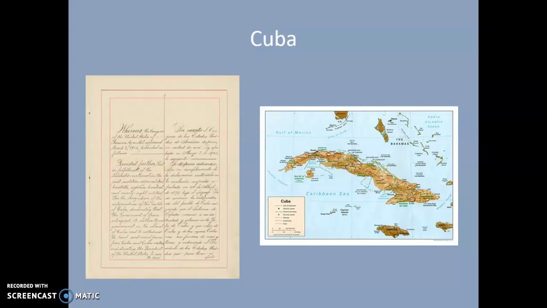The other thing we had Cuba add to their constitution was that they would lease harbors to the United States for naval bases. This includes Guantanamo Bay, if you're familiar with that military base and prison.